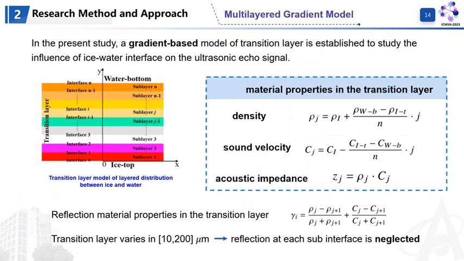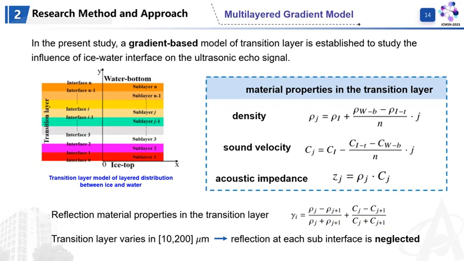In our study, we use a gradient-based model to describe the transition layer. The transition layer is divided into n sublayers. The index of the sublayer adjacent to the ice layer is 1, and the sublayer index adjacent to the water layer is n, so the material properties in the transition layer can be calculated.